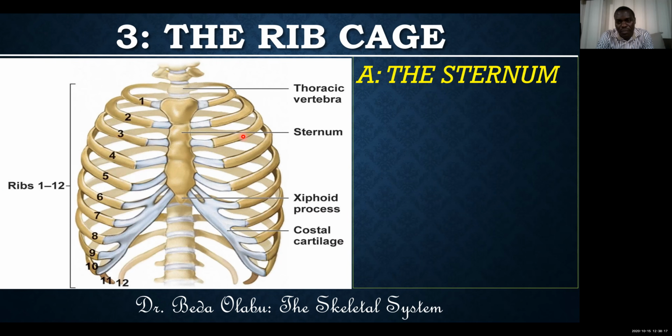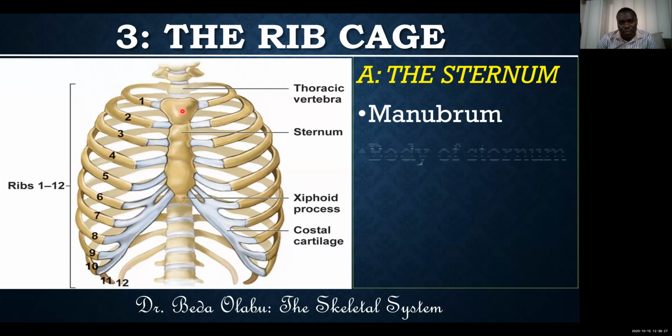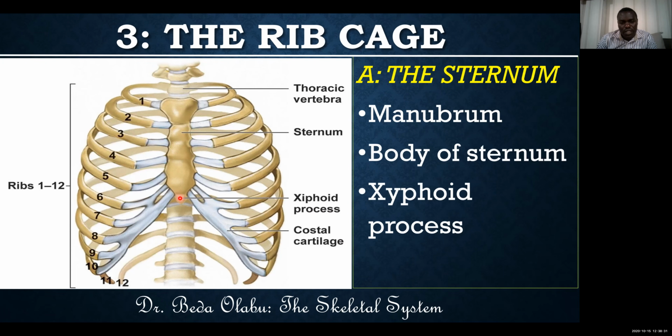Let's begin with the sternum. The sternum is this bone here. It has multiple parts. This is the manubrium of the sternum. This is the body of the sternum. This is the xiphoid process of the sternum. This one here is called the sternal angle, which is also called the angle of Louis. The sternal angle is a junction between the manubrium and the body of the sternum.